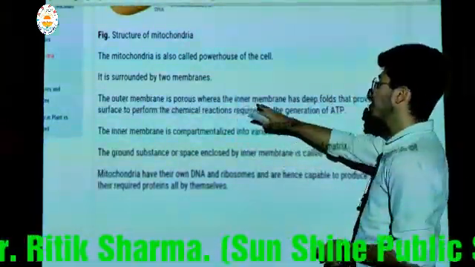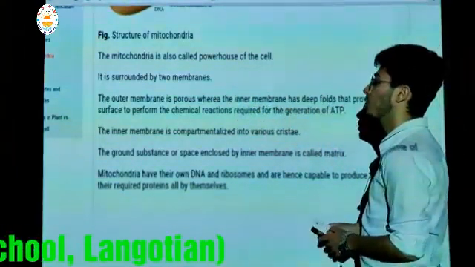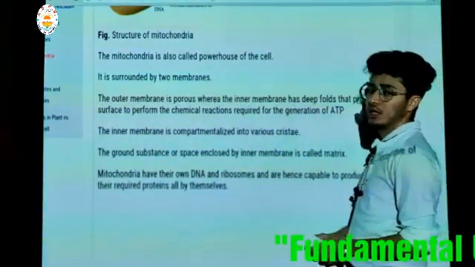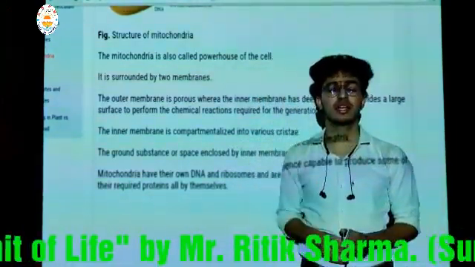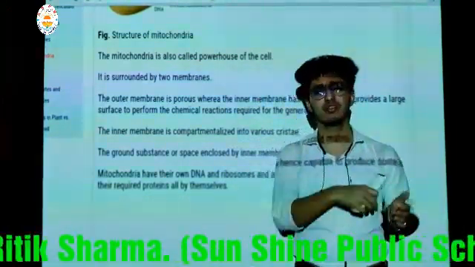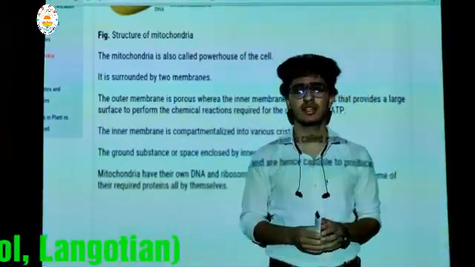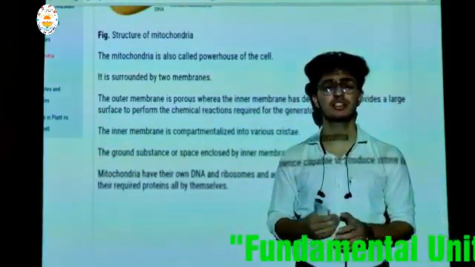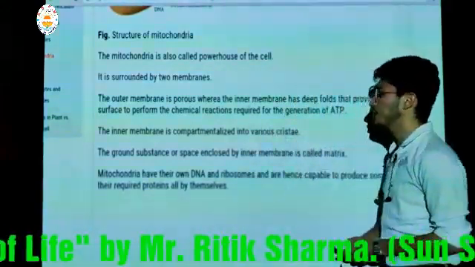Whereas the inner membrane has deep folds that provide a large surface to perform chemical reactions required for the generation of ATP. The inner membrane has some folds in it. You know that when we fold something, it increases the surface area. So the inner membrane has a large number of folds in it. It increases the surface area that is required for the chemical reactions for the generation of ATP molecules.